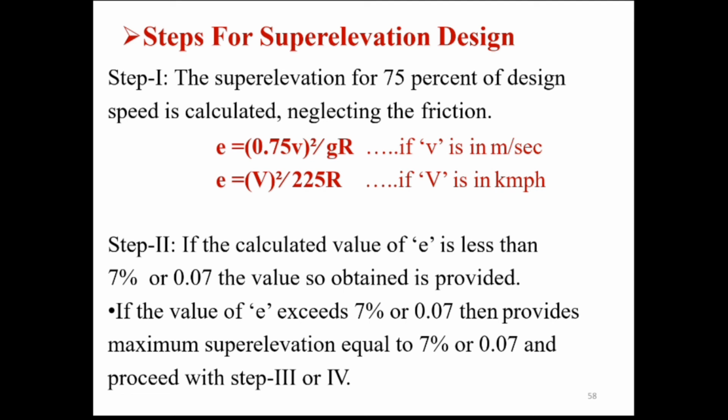The second step: if the calculated value of the superelevation E is less than 7% or 0.07, the value so obtained is provided. If the value of E exceeds 7% or 0.07, then provide the maximum superelevation equal to 7% or 0.07 and proceed with step 3 or 4.